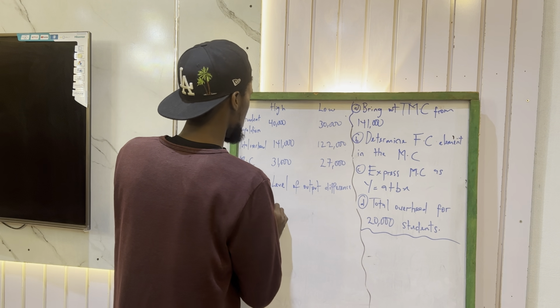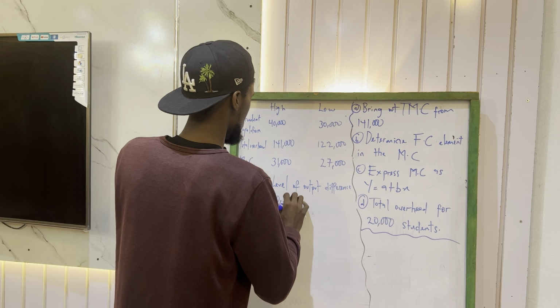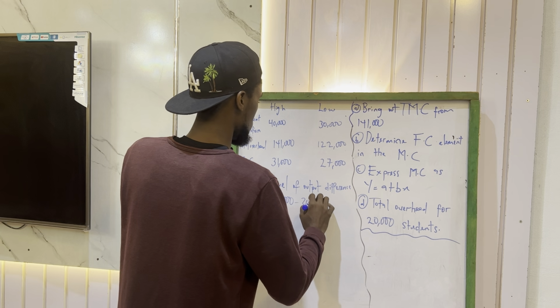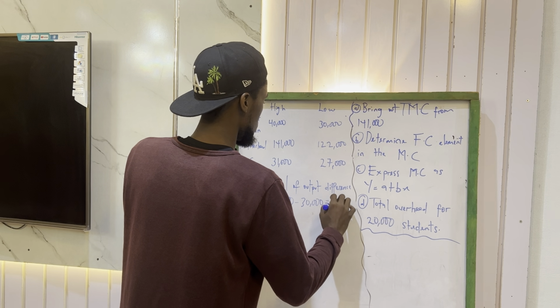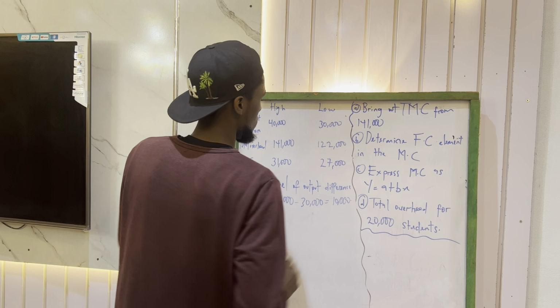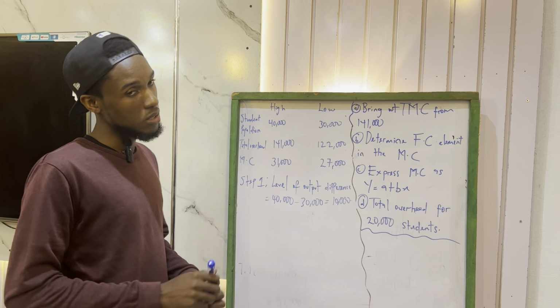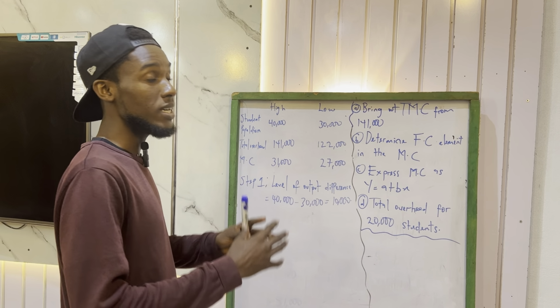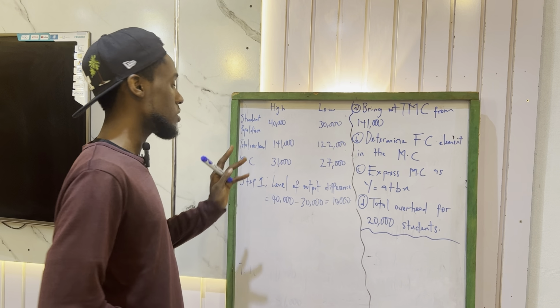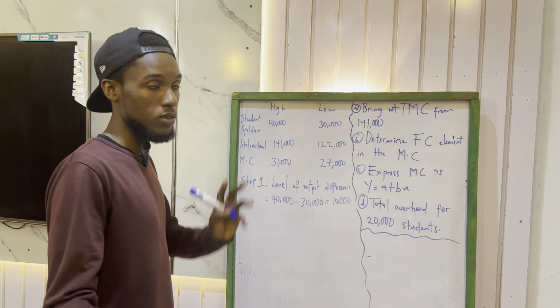Which will be equal to what? 40,000 minus 30,000 is equal to what? 10,000. That's the difference. Step two, not necessarily step two, because the first one is to identify the highest and the lowest. The second step is to find the difference between the highest and the lowest.